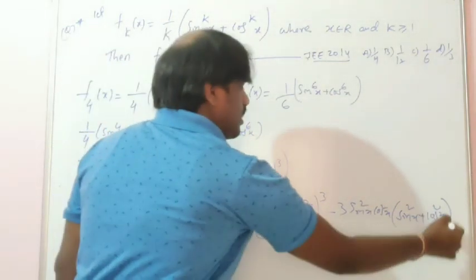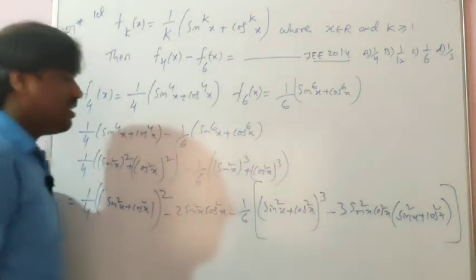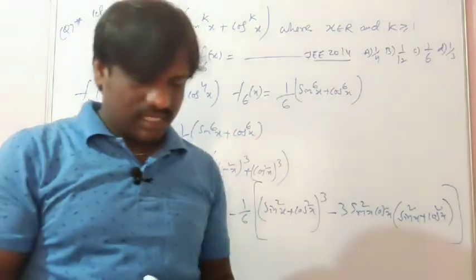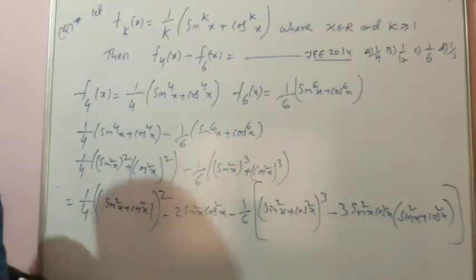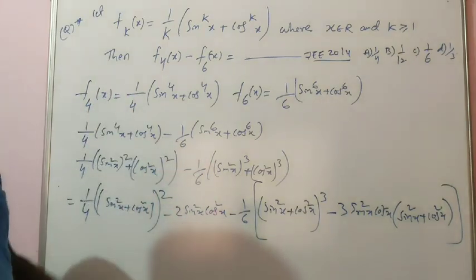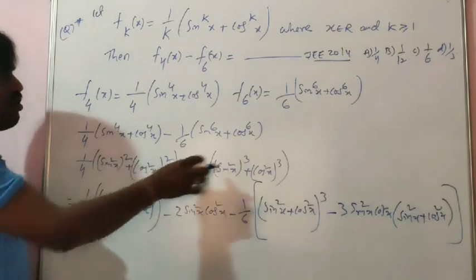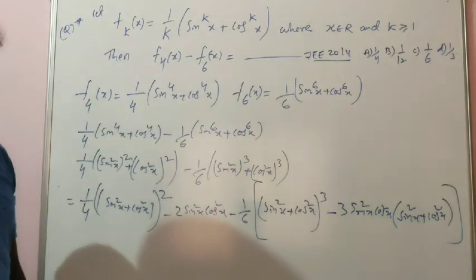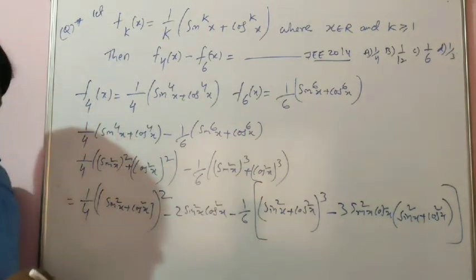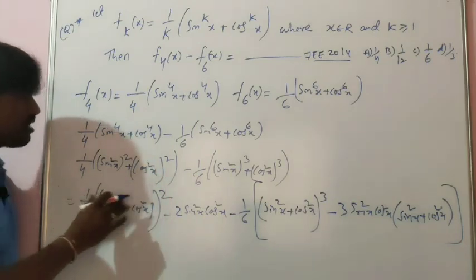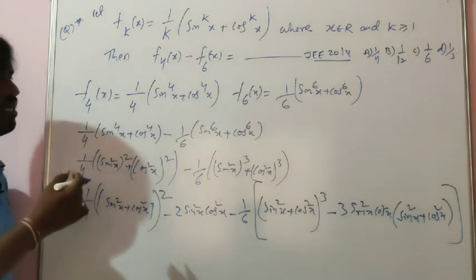This identity is most important. These types of model questions are asked by JEE many times, so you should know these things. Even in JEE 2019, these power 3, power 4, power 6 problems came in JEE Mains. So we can simplify this more and get the answer.